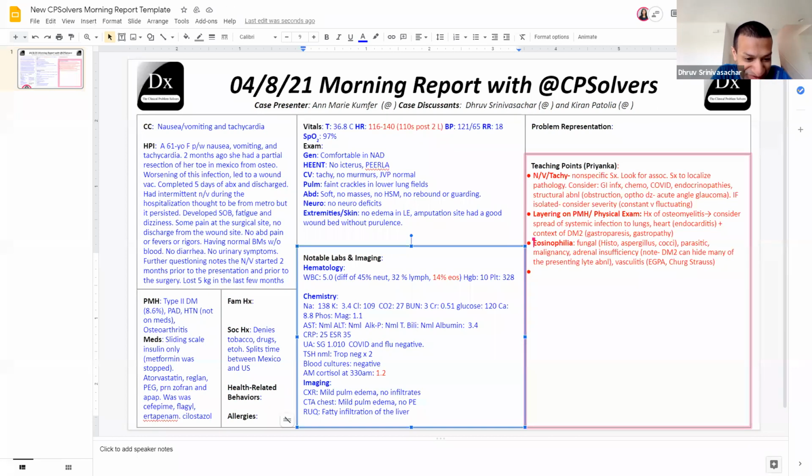Yeah, so AM cortisol of 1.2. That certainly explains the 14% EOs that this patient has in her blood. And it also would definitely explain her nausea and vomiting, her tachycardia, her blood pressure being lower than what she would be normally. And her acanthosis nigricans that may have been seen on the neck. I guess I just wanted to ask Anne-Marie, was that something that was chronic that she's always had, or is this a new finding? It did not appear to be a new finding.